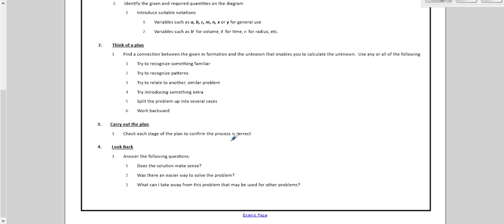Once you figure out a plan, carry out the plan. Check each stage of the plan to confirm that the process is correct. Once you get a solution, you want to look back and see if the solution makes sense. Try to figure out if there was an easier way to solve the problem. And maybe most importantly, what can you take away from working through the problem that will help you with other problems?